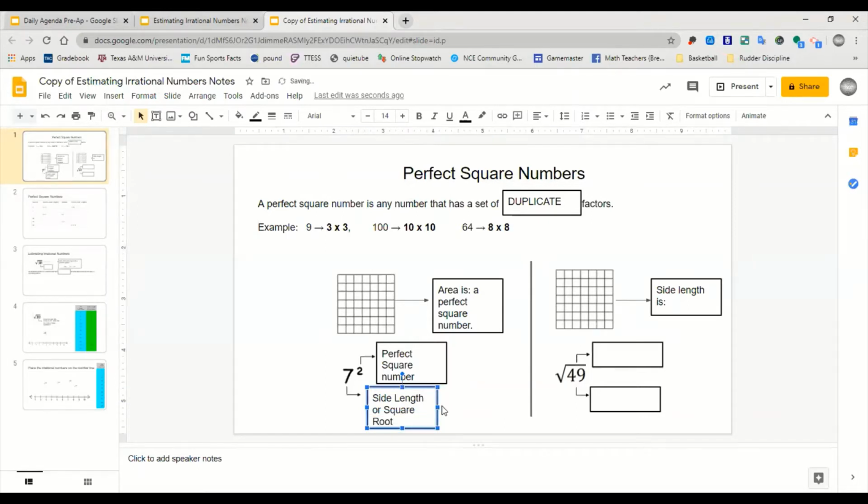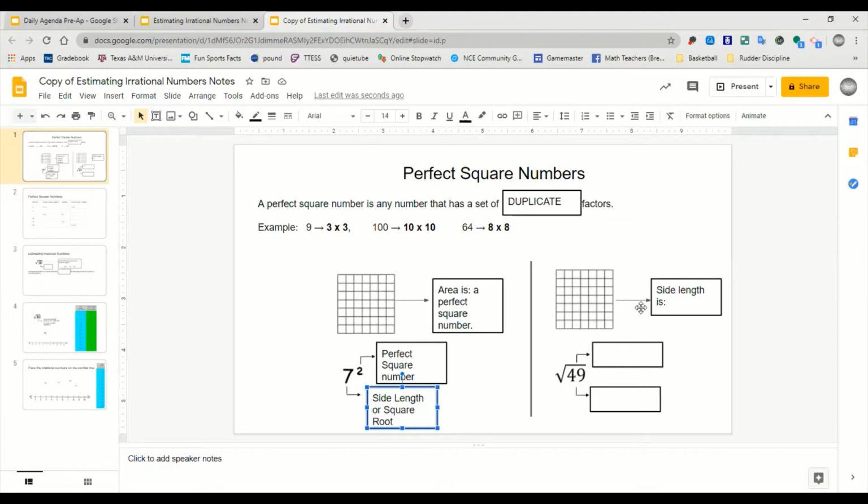So if I give you a number like 100, and say the area of the square is 100, what's the square root of that square? I'm asking, what's the side length? What's the duplicate factor? Right, 10. Good, Luna. So that's kind of how square roots and squares look.